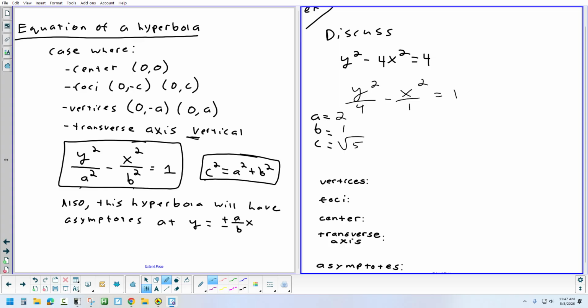Okay. Where's my center? Yep. 0, 0. Direction of the axis. Yep. Vertical, because the positive letter is y. What about my vertices? What are those going to be? 0 plus or negative 2. It's going to be up and down 2 units from the origin.